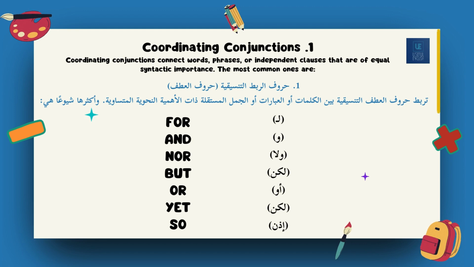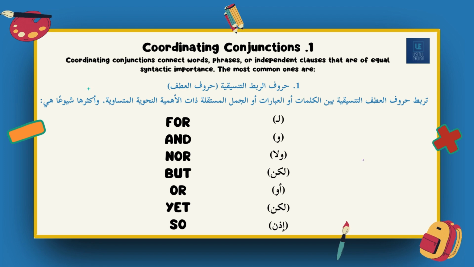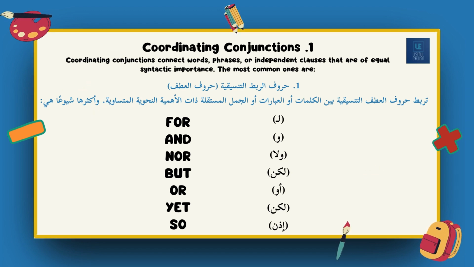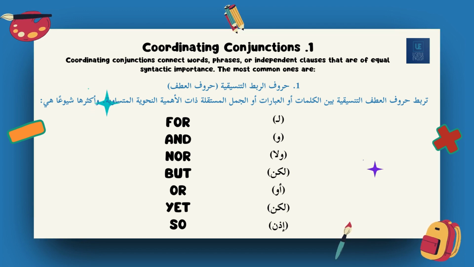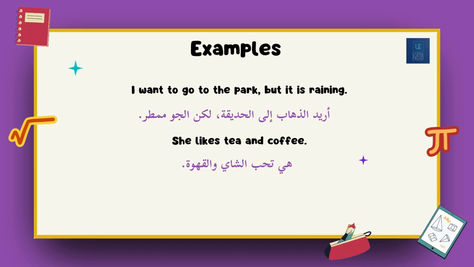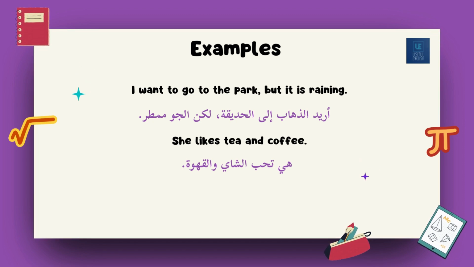Coordinating conjunctions. Coordinating conjunctions connect words, phrases, or independent clauses that are of equal syntactic importance. The most common ones are for, and, nor, but, or, yet, so. Examples: I want to go to the park, but it is raining. She likes tea and coffee.